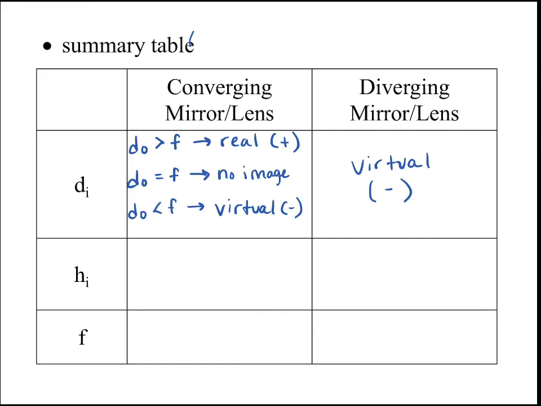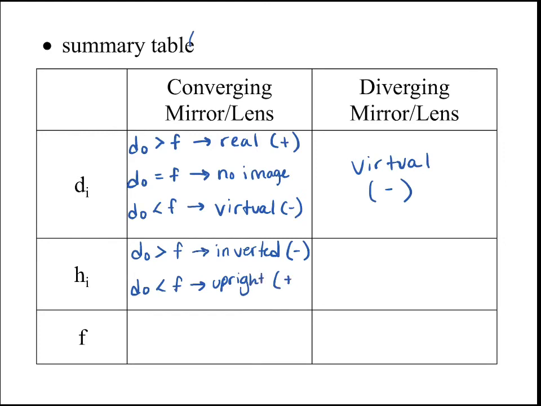Okay, let's talk about the height of the image. So we had 2 situations here. Of course, we're not looking at the situation where the object is placed at the focal point. Okay, so for converging lenses here, when the object was placed further away than the focal point, we got an inverted image because, of course, it was real. And we know when we have a real image, it's always inverted. So that was a negative image height. And, of course, when our object is placed in front of the focal point, then we got an upright image.